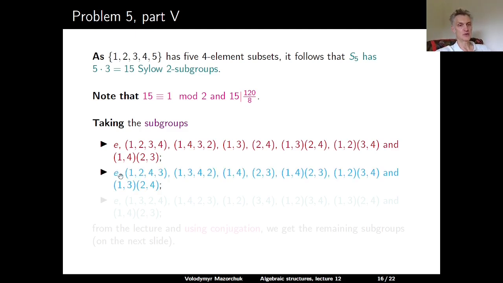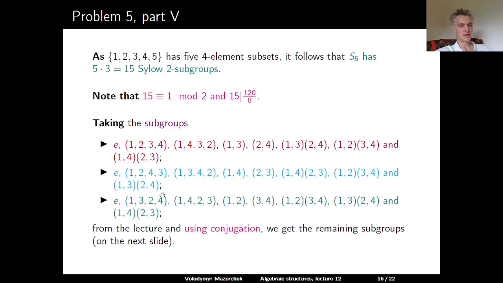The next subgroup contains the identity, the 4-cycles (1 2 4 3) and (1 3 4 2), the transpositions (1 4) and (2 3), and the 3 products of commuting transpositions. And the last one has the identity, (1 3 2 4), (1 4 2 3), the transpositions (1 2) and (3 4), and the 3 products of 2 commuting transpositions.